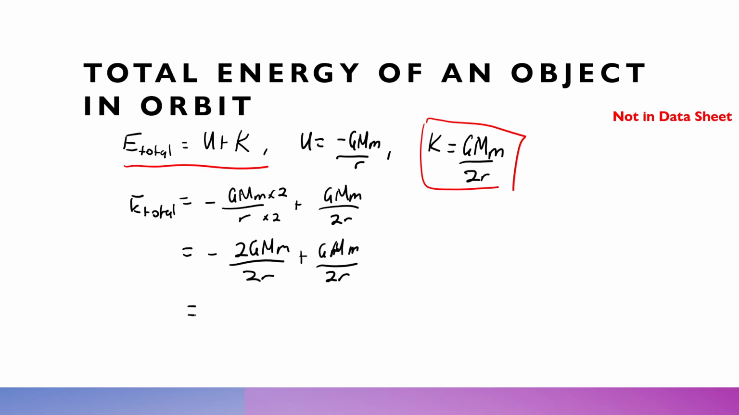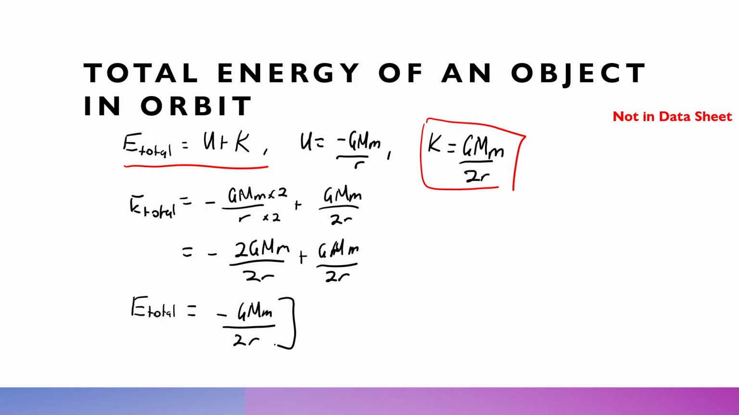So when combining those numerators, essentially we have negative 2 GMm plus GMm, which gives us negative 1 GMm, meaning that our final expression here is negative GMm on 2r. And that is our expression for total energy.